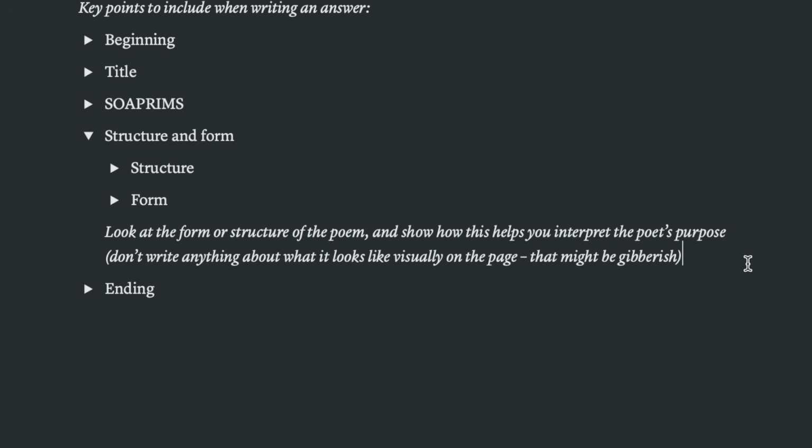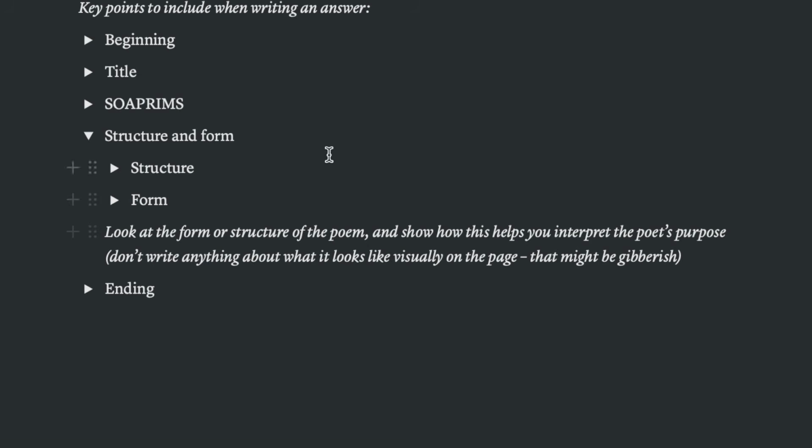So just don't write what it will look like on the page, because many people tend to write about how the lines look like it is shaped like a baby, so this signifies that the poem is about a baby and stuff. Don't do that, because it's really gibberish, and at the end of the day it will not earn you any marks. Okay, so don't write about that. Focus on form and structure and the things that are included in it, like contrast, narrative voice, repetition, sentence structure, and so on.